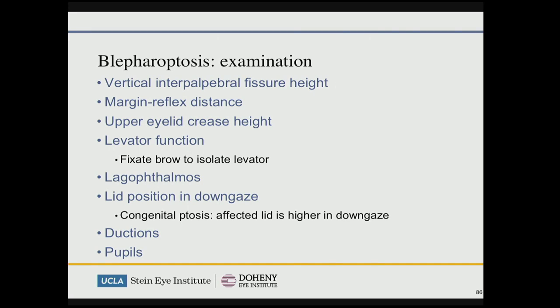And looking at the lid position in down gaze can be important if you're dealing with a patient who may have a history of congenital ptosis, but it's not clear, because in congenital ptosis, the levator doesn't form normally, and as a consequence, it doesn't retract normally, which is why you have ptosis, but it also doesn't relax normally. And when it doesn't relax normally, the eyelid is actually higher in down gaze. So in a congenital ptosis patient, the affected lid is higher in down gaze than the normal lid. Ductions are also important for considering CPEO or myasthenia, for example, and pupil examination for patients with possible Horners.